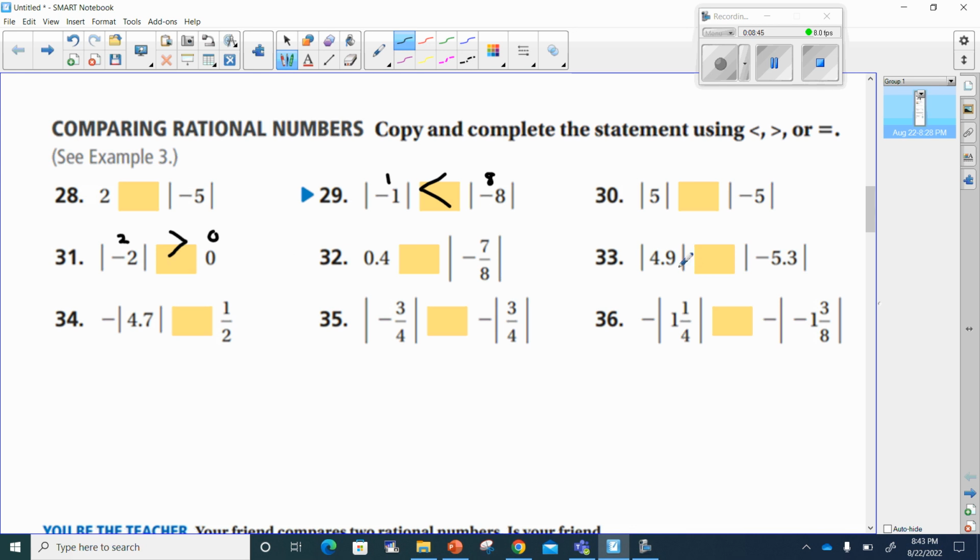Then we have 33. Normally a positive number would be bigger than a negative number, but there's absolute value, so this would be 4.9, and this would be 5.3. And that means this is going to be less than, because 4.9 is less than 5.3. On this one, we have negative 3/4, which would be 3/4. Negative goes away. But on this one, the negative doesn't go away because it's outside of the brackets. This will still be a negative 3/4. So a positive is definitely bigger than negative.